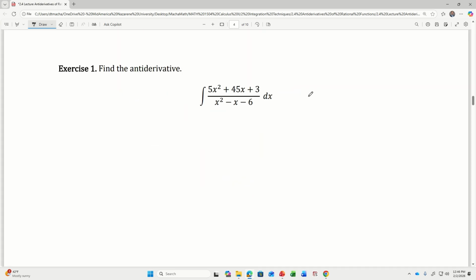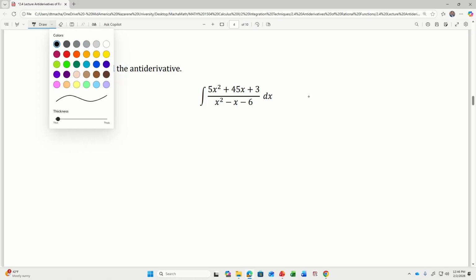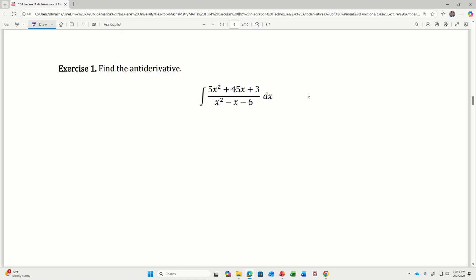So here's another example. Let's see if it's the same or different, or if we can learn anything else. This time, is this rational function proper or improper? Improper. So an improper rational function has a degree in the numerator greater than or equal to the degree in the denominator, so I can actually do long division first here. Anytime I've got an improper rational function, I need to start off with long division.